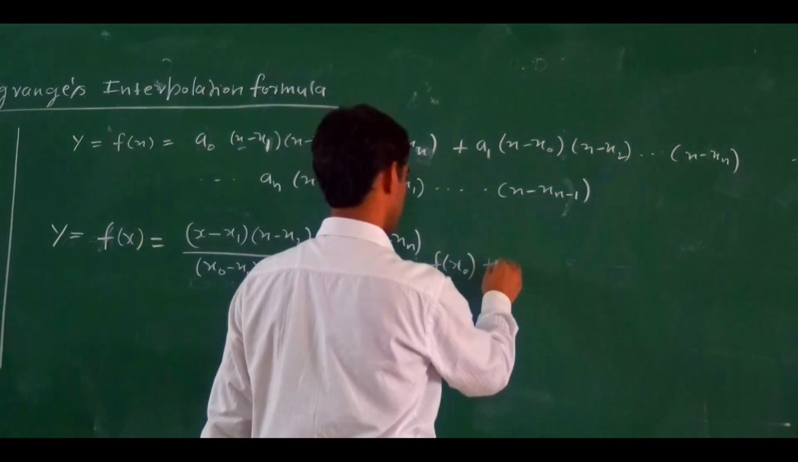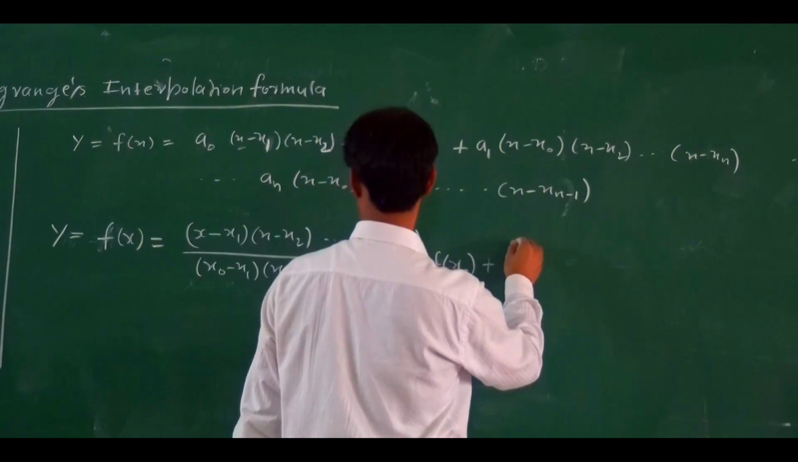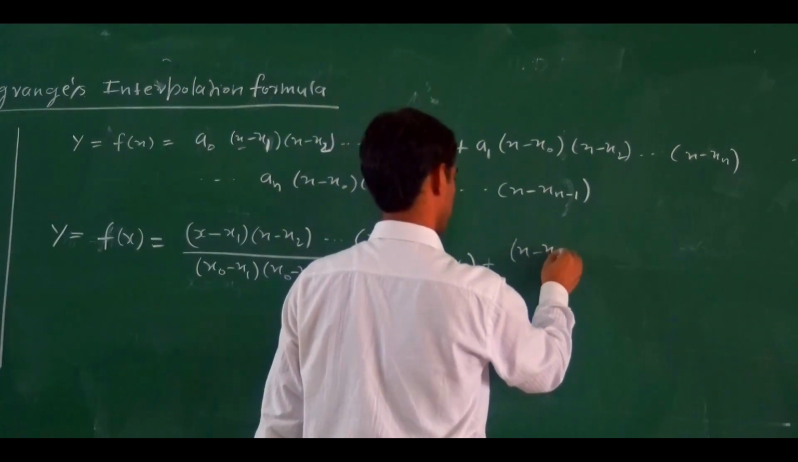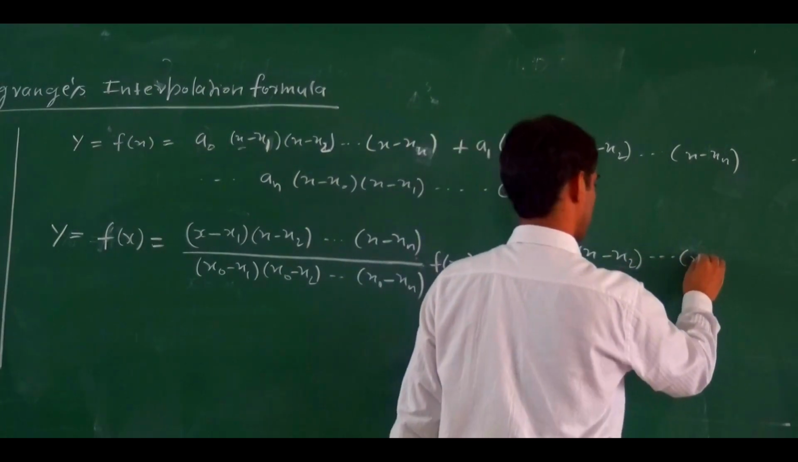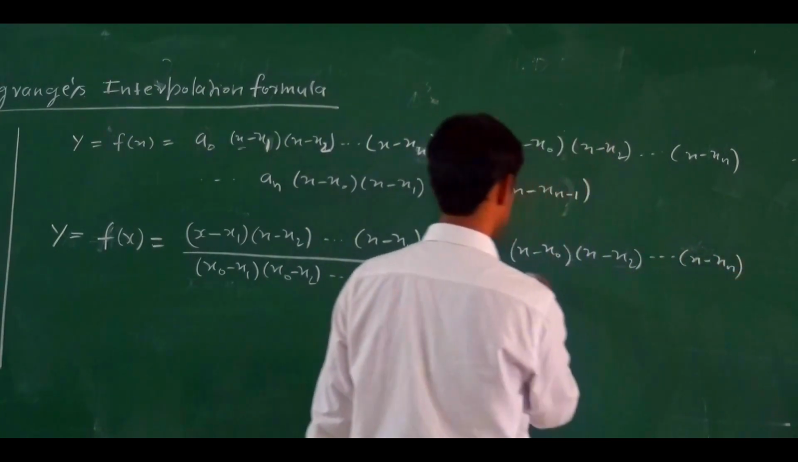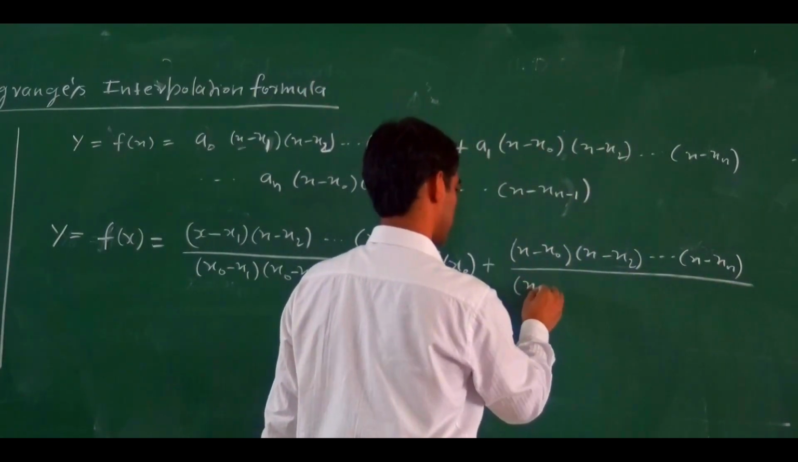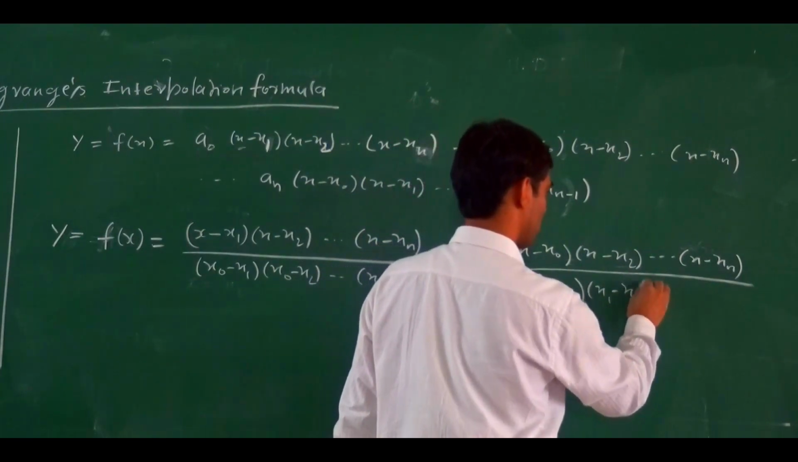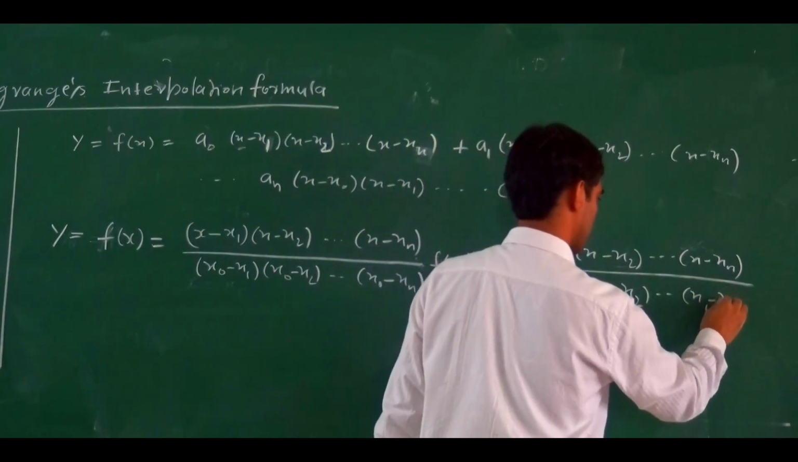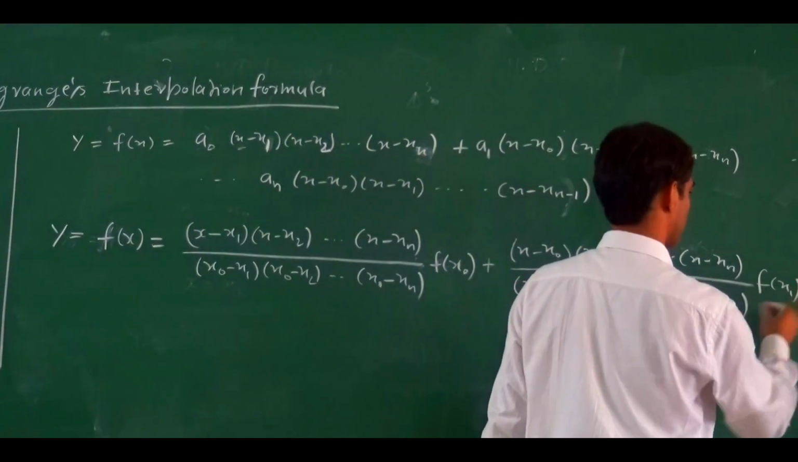What is the second one? The second term is x minus x0, x minus x2 up to x minus xn, divided by x1 minus x0, x1 minus x2 up to x1 minus xn, times f of x1.